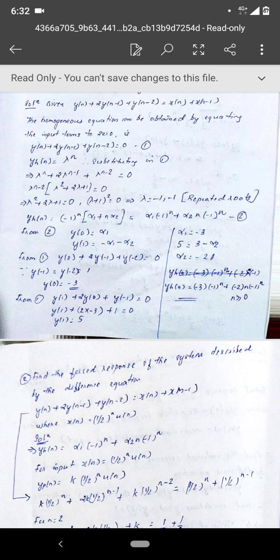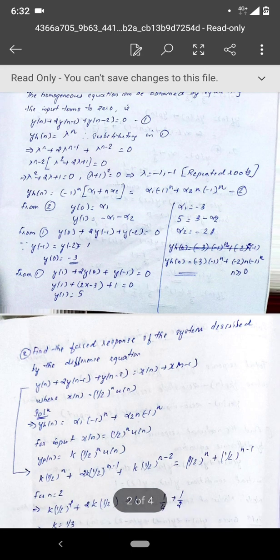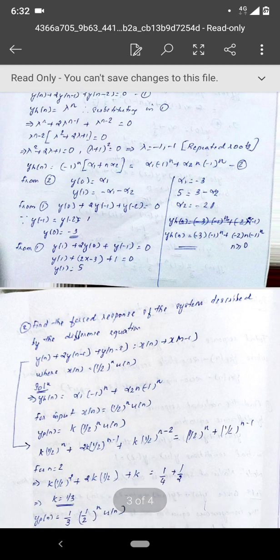So you have two responses. One is due to the initial conditions alone, that is called the natural response or zero input response. Then you have the forced response, and that is only due to the actual input x of n. That is called the zero state response. Those two responses you add, and you'll get the final result, or the total solution, or the total response.